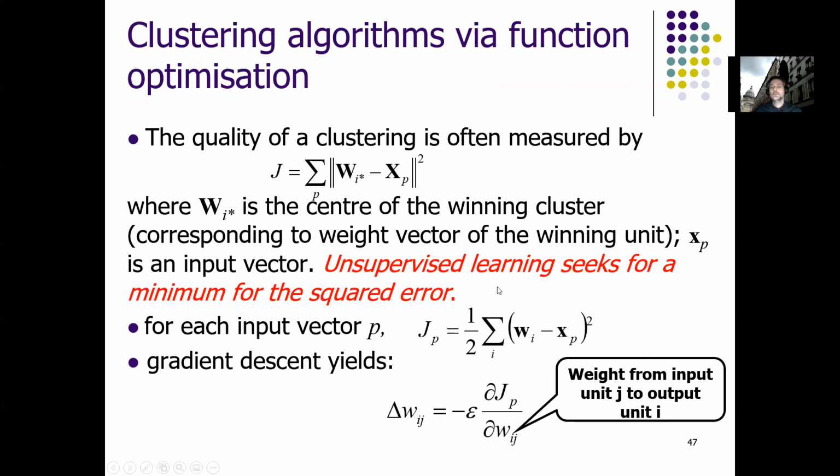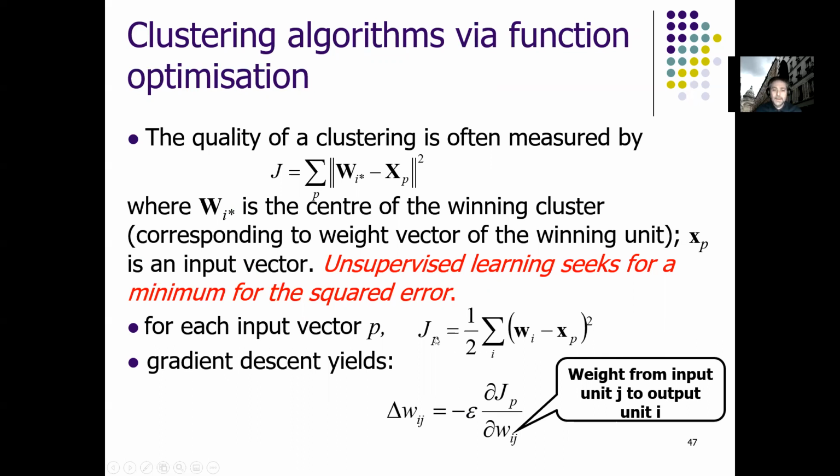So the error function is defined by this equation: the difference between Wi, these are weight vectors, and X, these are data points. So we calculate differences between weight vectors, weights of different nodes, and data points, and we are trying to minimize this kind of error. Minimization of this function will help us to find the optimal cluster centers.